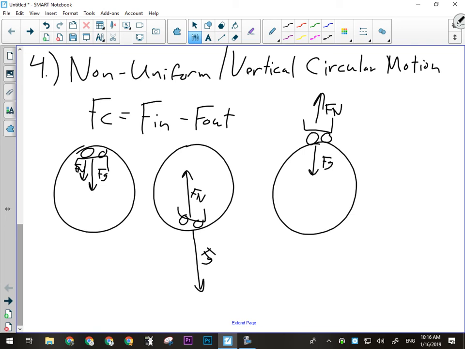That ringing a bell for everybody? I would expect one of these for sure in the written response. There may also be a multiple choice question about it, but for sure you're going to have a vertical circular motion question in the written response part of the exam.